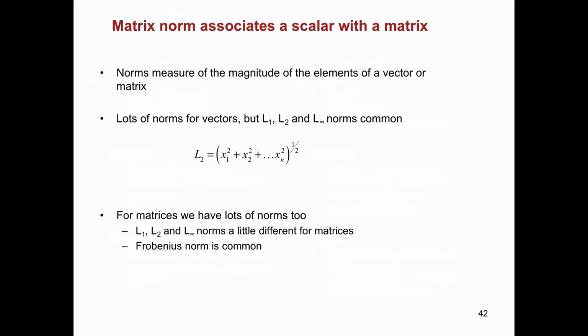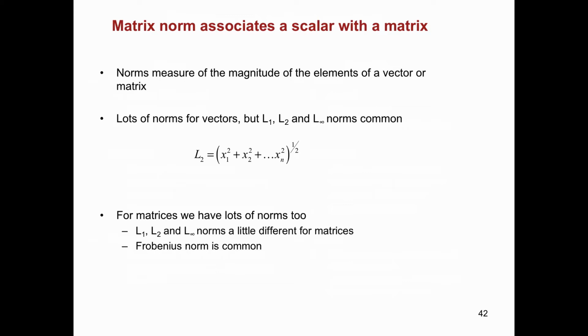So first, for that notion, I need the notion of matrix norms. Just like in the case of vectors, I have norms for matrices. Just to recall, for vectors, my norms are L1, L2, and L infinity. L2, for instance, for a vector x1, x2 through xn, takes the square of all of the numbers, sums them up, and takes the square root.